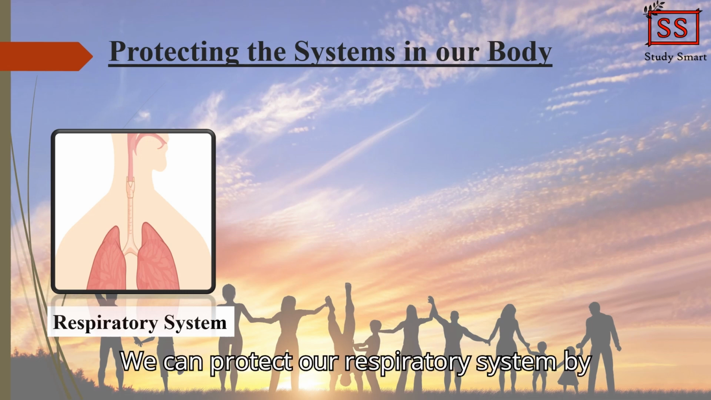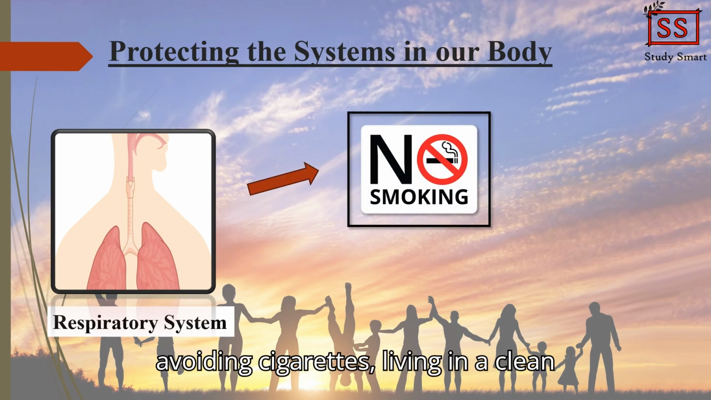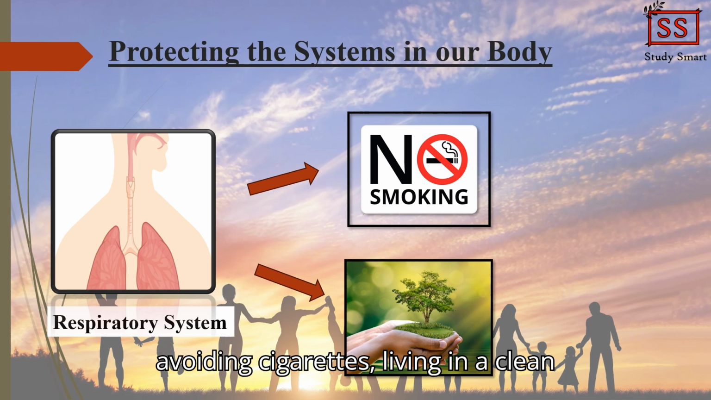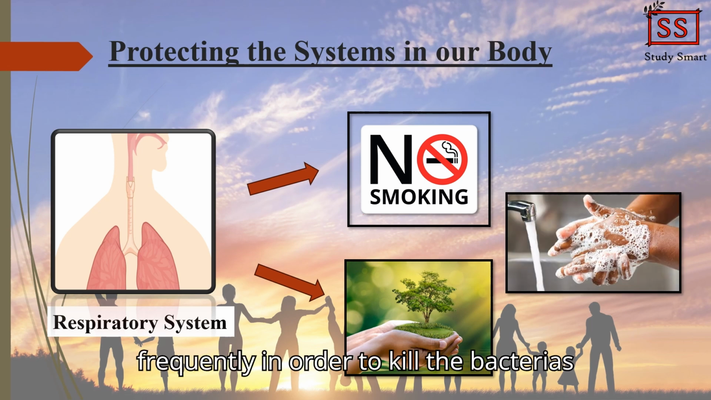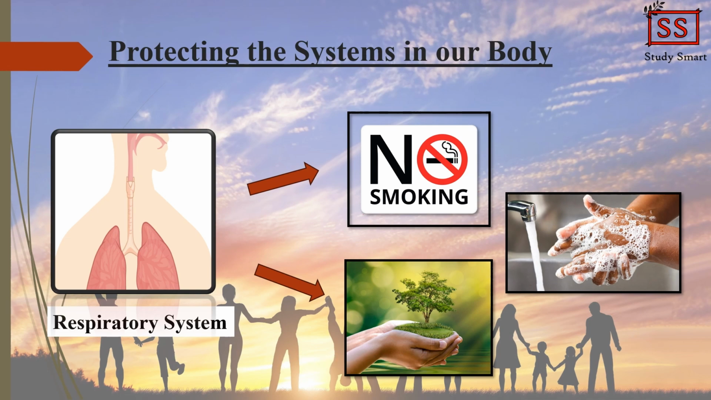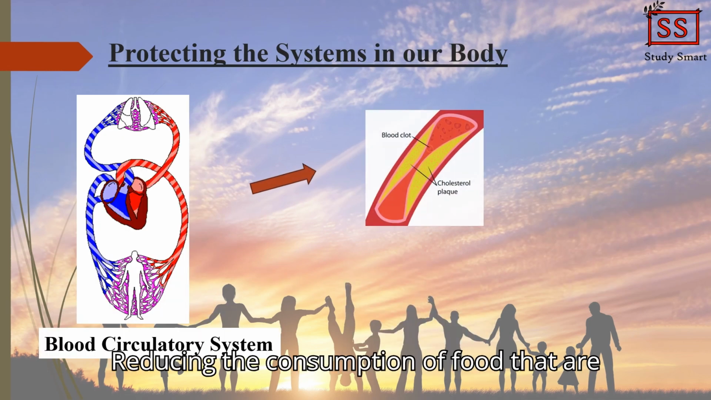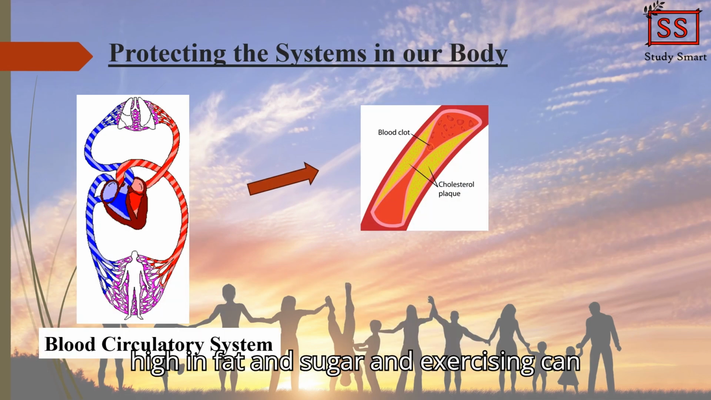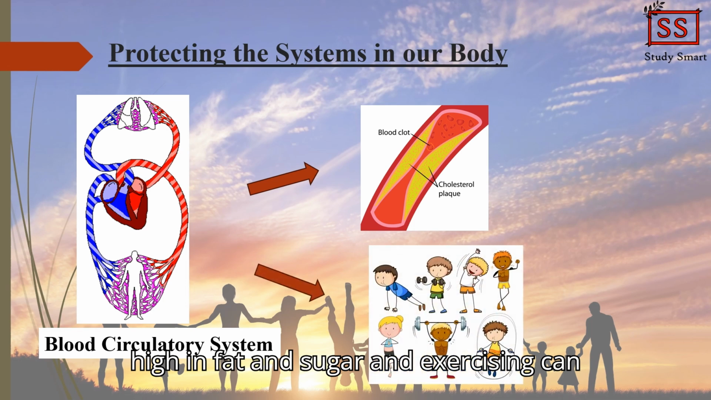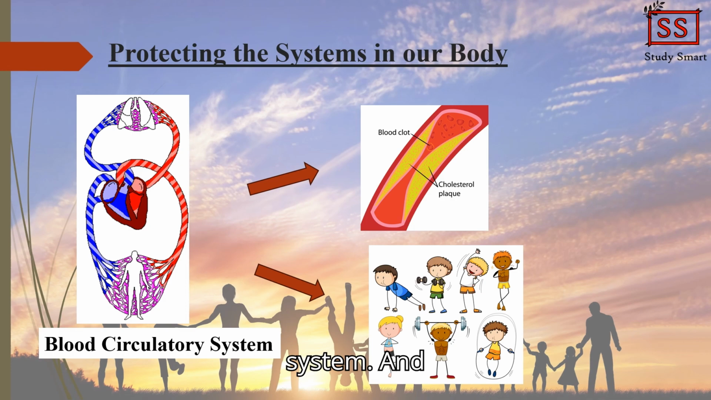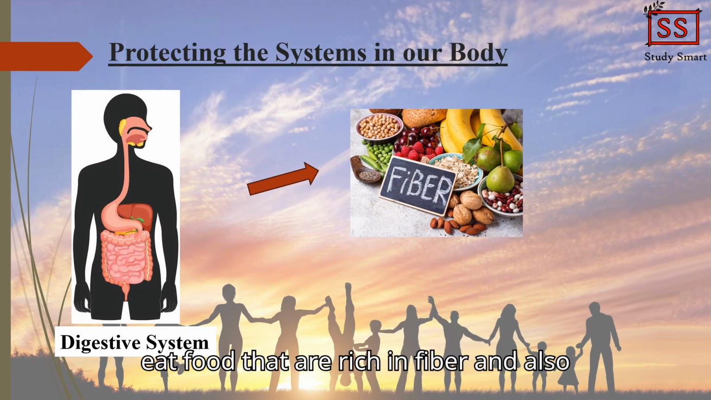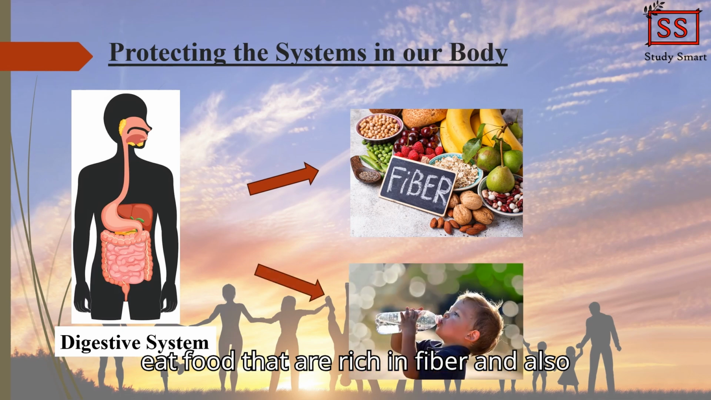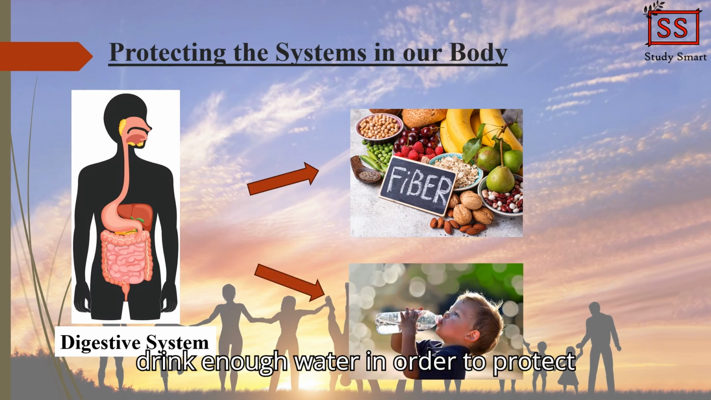We can protect our respiratory system by avoiding cigarettes, living in a clean environment and washing hands frequently in order to kill the bacteria on our hands. Reducing the consumption of food that is high in fat and sugar and exercising can help to protect our blood circulatory system. And lastly, for the digestive system, we need to eat food that is rich in fiber and also drink enough water in order to protect the system.